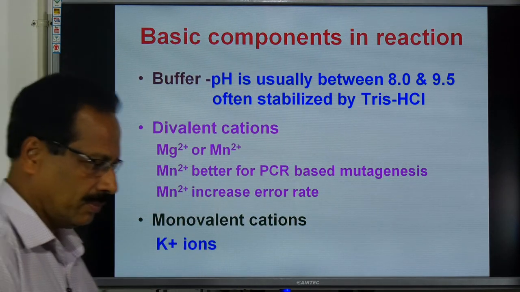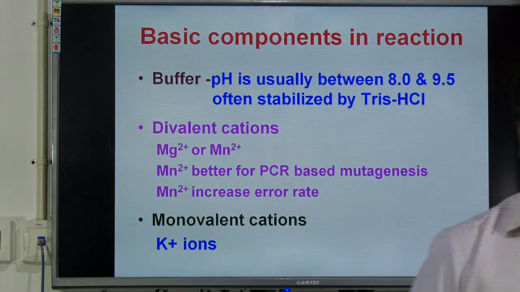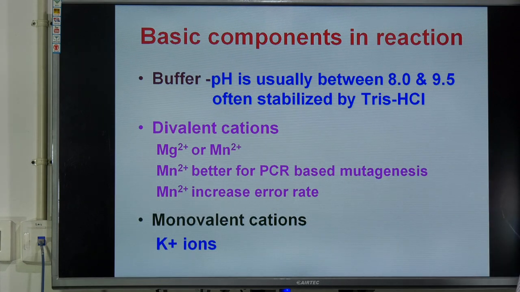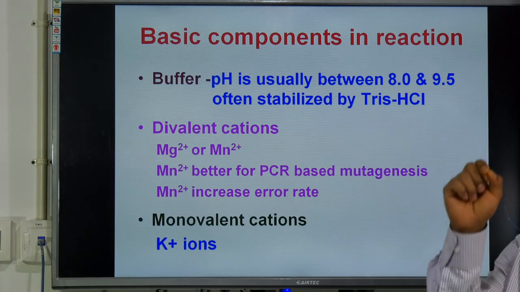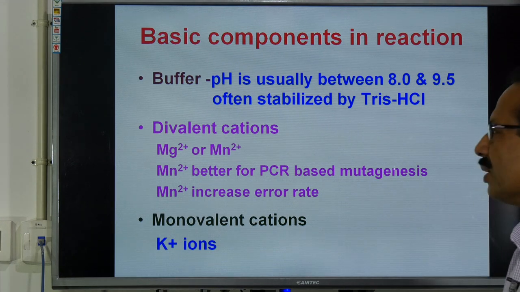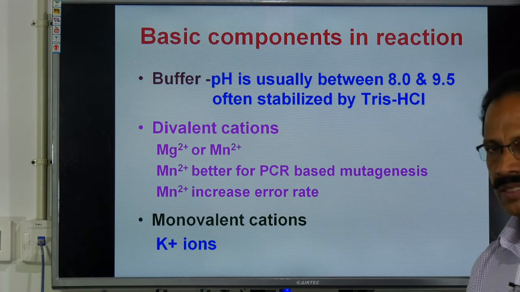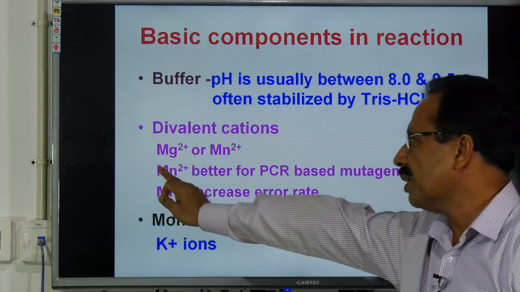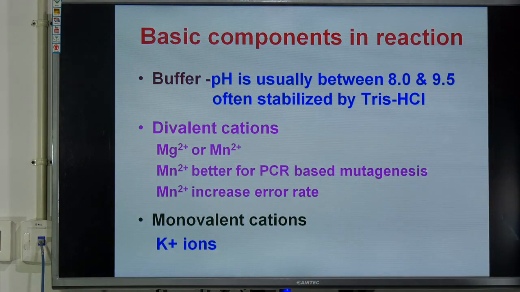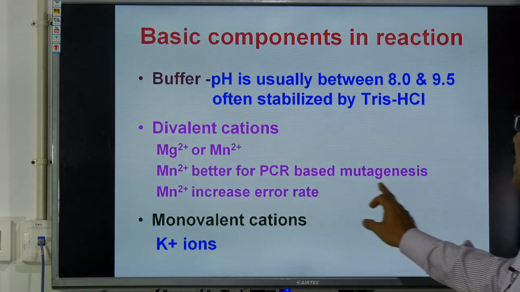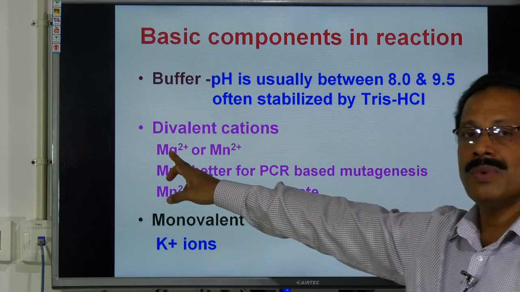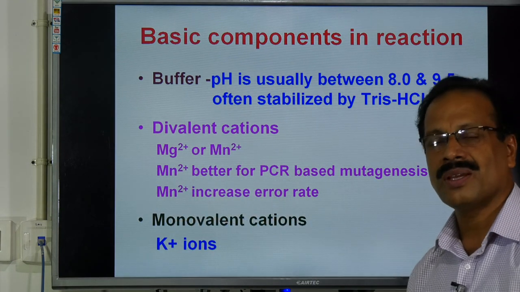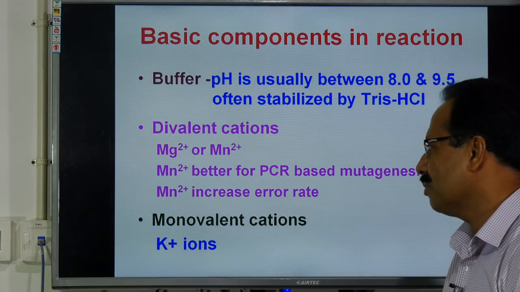Then buffer. As I said before, pH should be maintained between 8 and 9. Normally we use pH 8. This stabilizes your DNA as well as provides the right optimum pH for your enzyme. And divalent cations are supplied. The enzyme activity is better when you give a divalent cation. Normally we use magnesium ion or manganese ion. And Mn2+ is better for PCR-based mutagenesis, because when you are using magnesium, the error rate is lower. When you are using manganese, the error rate can be higher and you can easily introduce mutations.